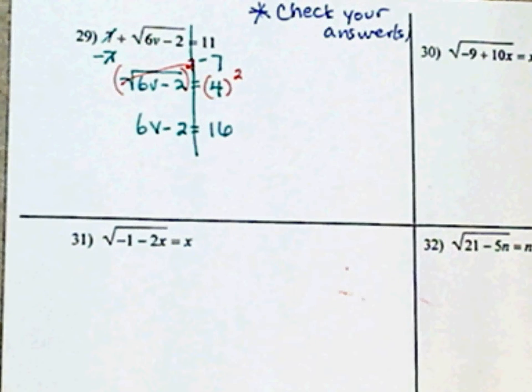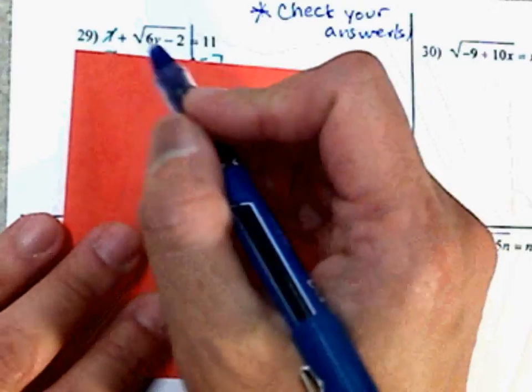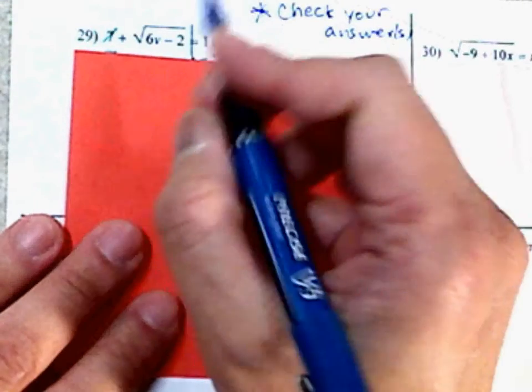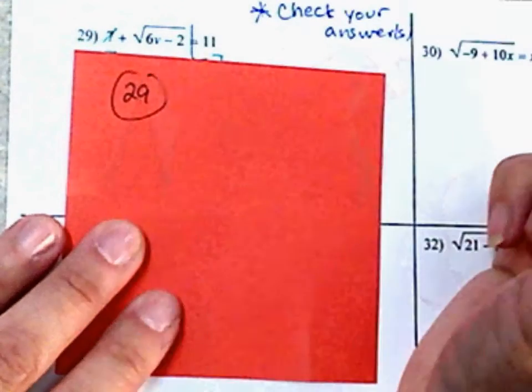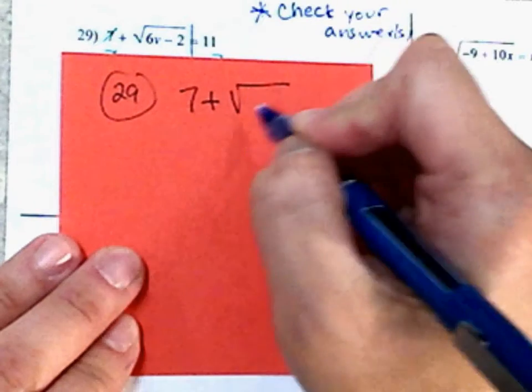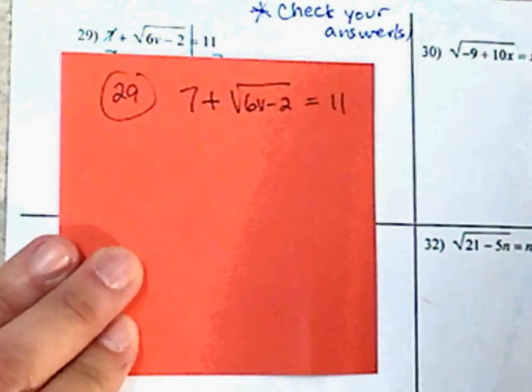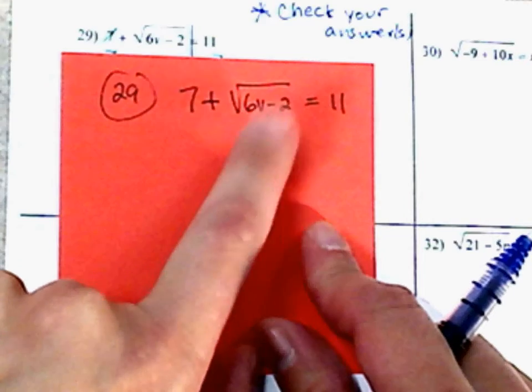All right, guys. Number 29, I'm going to start all over again. So I'm going to rewrite the problem. Just remember to check for your answers. Number 29, okay? You have 7 plus square root of 6v minus 2 is equal to 11. You want to get this and set it apart.